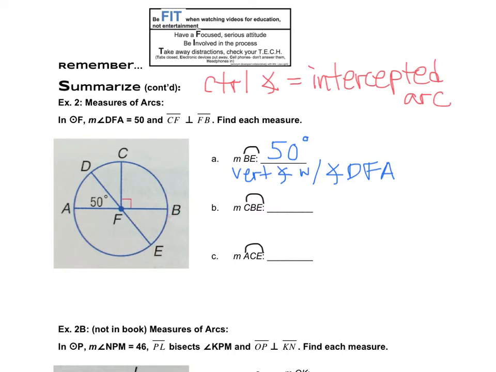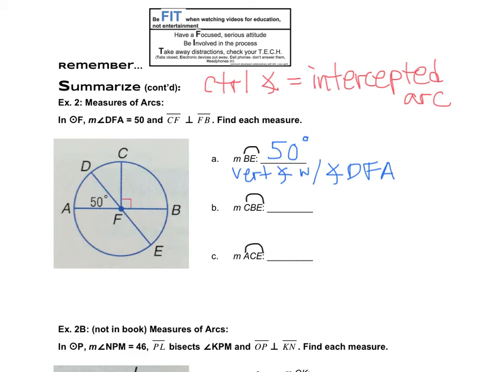That has to be the same measure as the central angle that cuts it off. If we want to find the measure of arc CBE, remember that is three points, so we expect it to be a major arc, but it actually isn't in this case, because you can see it's much less than what a semicircle would be. If we were to go all the way across to the semicircle, it would be right there. But we're just going from C to B through E, and that's what we want to find the measure of.